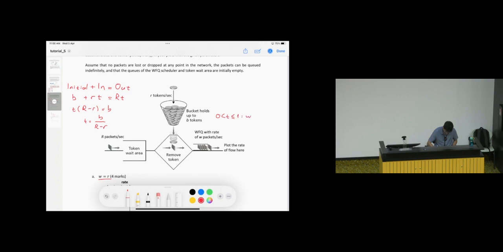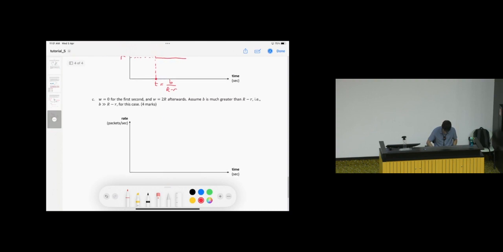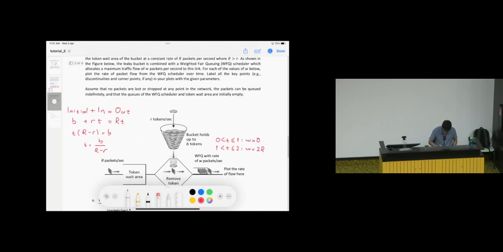For t from 0 to 1, W is 0, and for t from 1 to 2, W equals 2R. So, and after that, it is what? Okay. When t is larger than 1, W is always 2R. Okay.